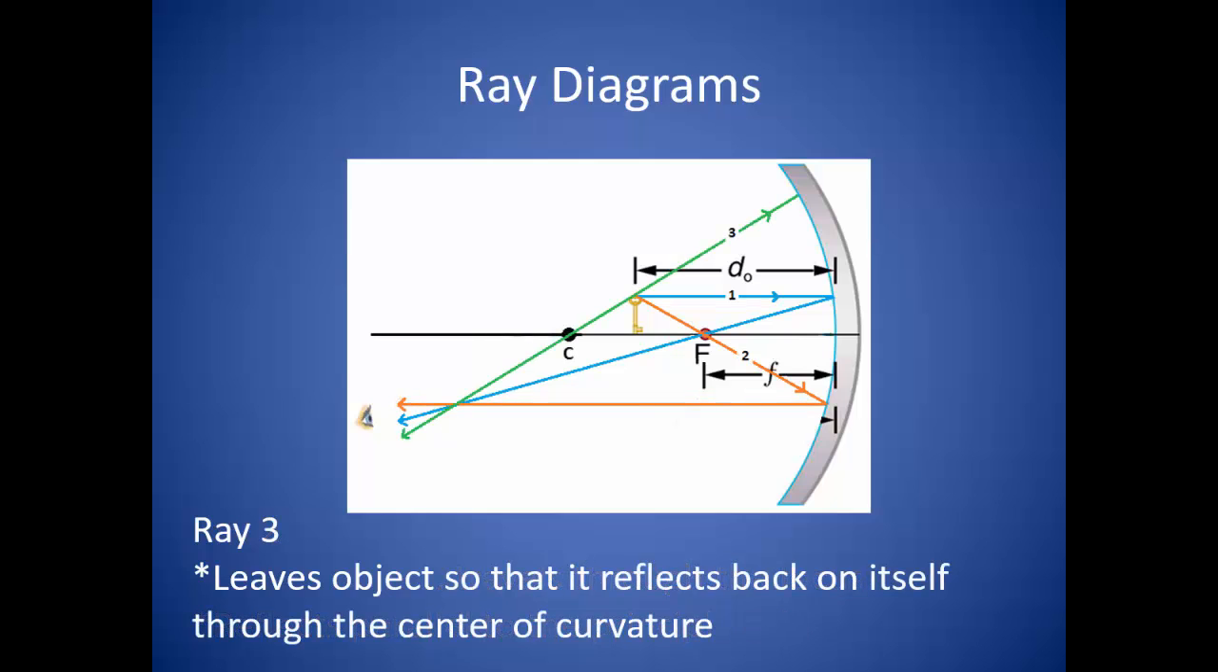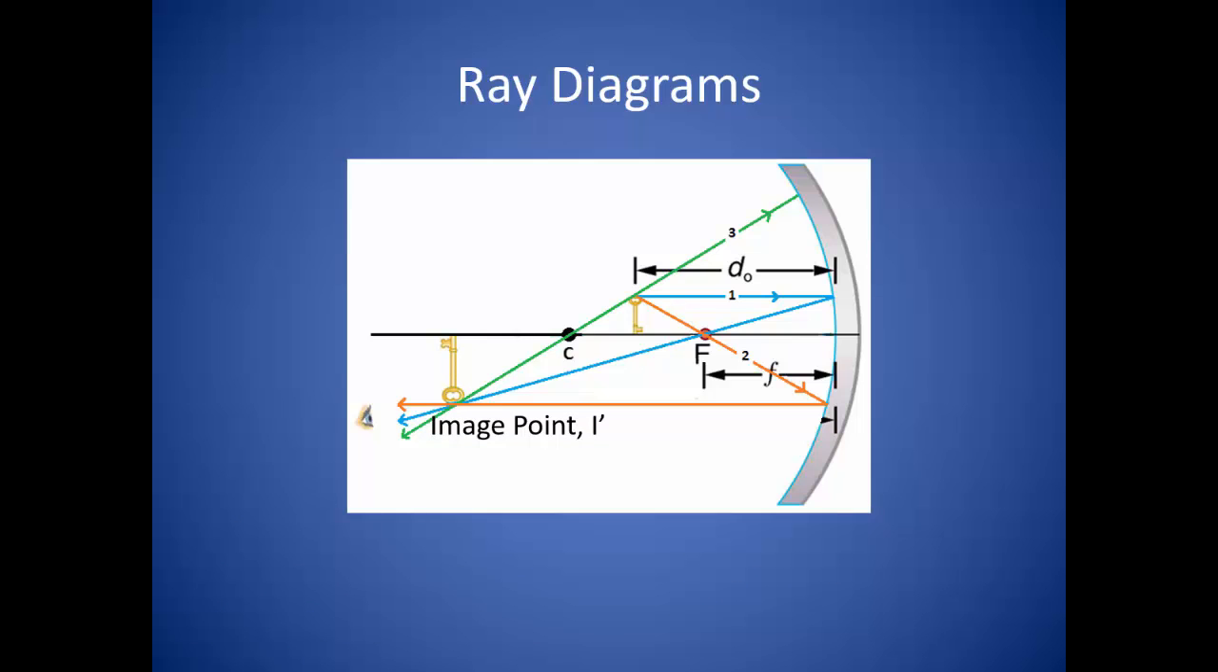The third ray is drawn in a way so that it travels through the center of curvature, hits the mirror perpendicular to it, and travels back on itself. If drawn correctly, this ray will cross the first 2 rays at the same point. So the 3 rays leave a single point on the object, reflect off the mirror to a single point called the image point.